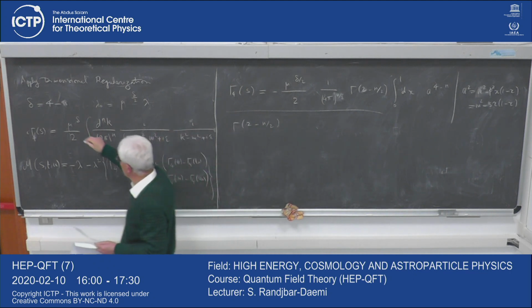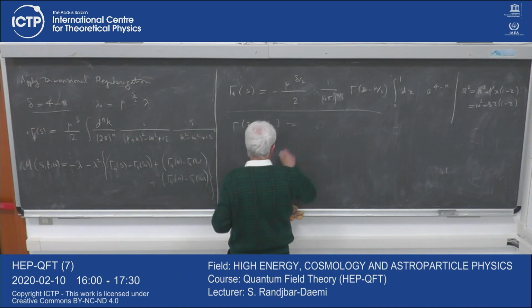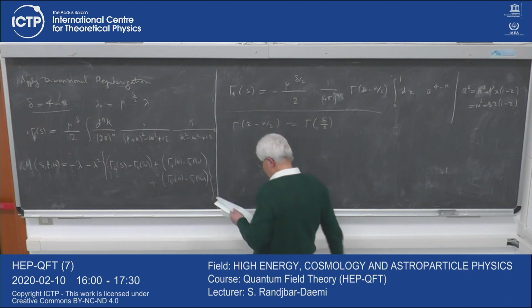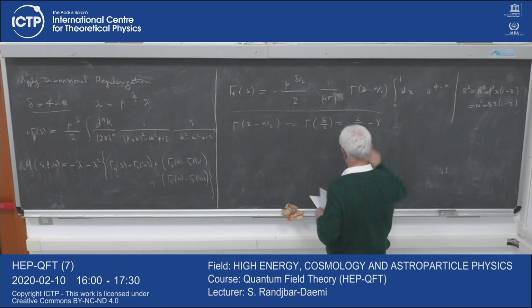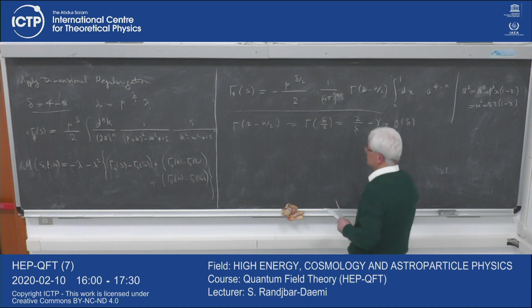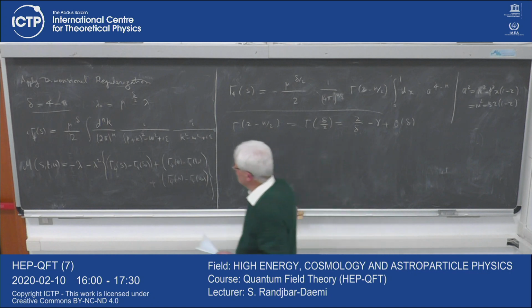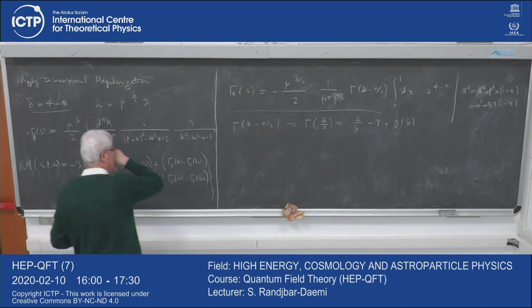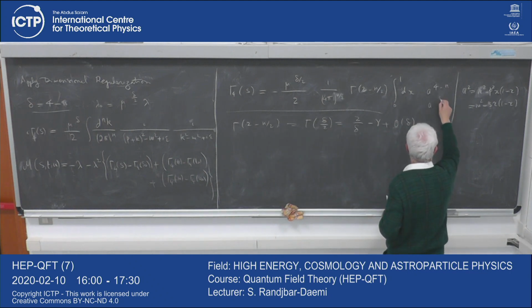If you use this definition of delta, it is gamma of delta over 2. Identify the singular piece in it. We saw that that's 2 over delta minus the so-called Euler constant plus terms with positive power of delta. And put this mu to the power of delta together with this a to the power of delta.